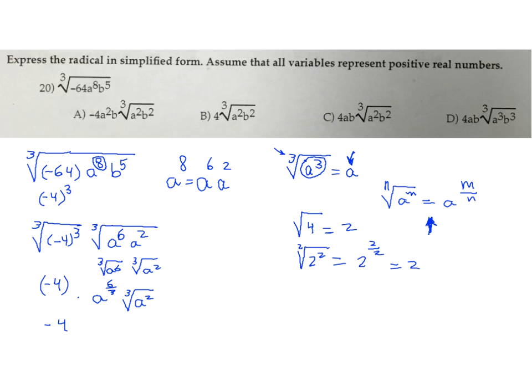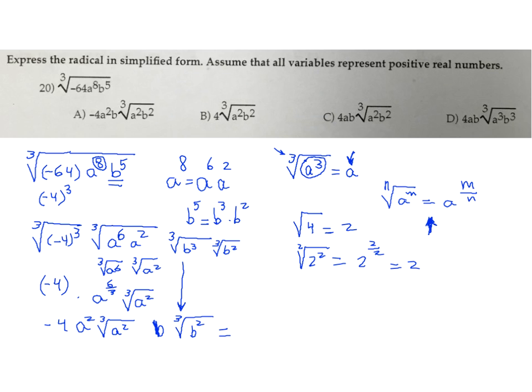So far I have minus 4, a to the power of 2, which came out of the radical, but this stayed under the radical. I can do the same thing with b to the power of 5. How do I break b to the power of 5? Into b to the power of 3 times b to the power of 2. Part of this is perfectly cubed. You can write this as b to the power of 3, b to the power of 2. The cube root of b cubed comes out as just b, right? But b squared stays under the radical.